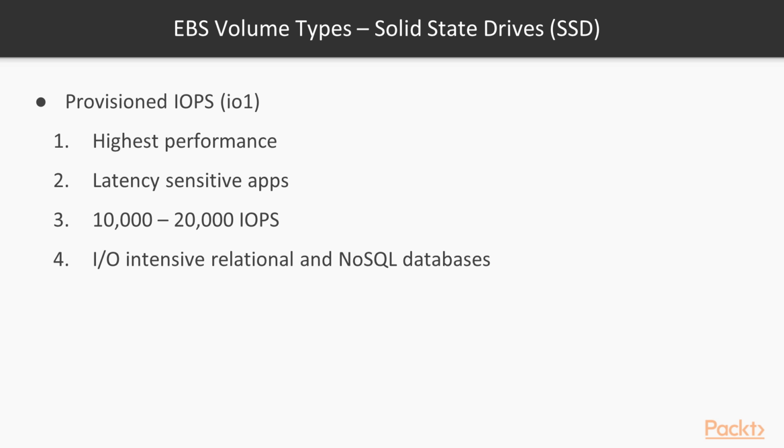Then we can move on to provisioned IOPS, or IO1. This gives you the highest performance for SSDs. Think about using these in latency sensitive apps or mission critical apps. They can handle large database workloads such as MongoDB, Cassandra, MySQL, PostgreSQL, and Oracle. This is when you need somewhere from over 10,000 up to a maximum of 20,000 input-output operations per second. And just use them for IO-intensive relational and NoSQL databases, as I have mentioned before.